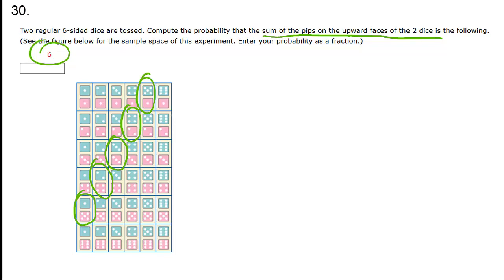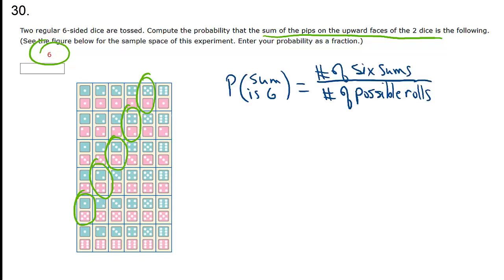That's 1, 2, 3, 4, 5. So the probability of the sum is 6 is the number of 6 sums divided by the number of possible sums. Well, we just counted there are 5 sums of 6, and there are 36 possible rolls when you roll 2 dice. So it would be 5/36.